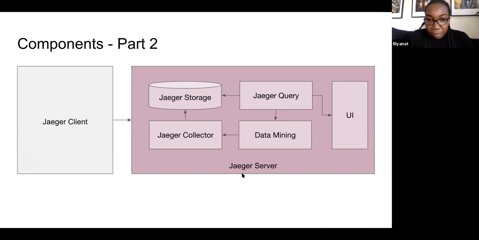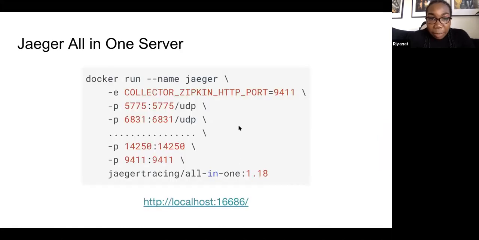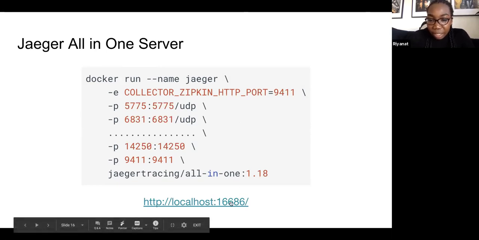If you're experimenting locally, you can get a Jaeger server, all-in-one, with all the different components in a single Docker container. So again, with a single Docker command, you can have a Jaeger server running locally. The downside is that the storage is all in memory, but you can experiment very quickly with it. So let's just say the server's up and running, and the UI is accessible on port 16686.